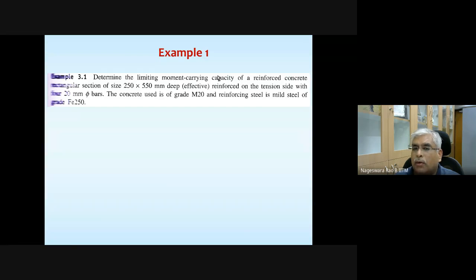Please note that whatever moment carrying capacity, from that if you calculate load W, that is going to be your factored load. That factored load you need to divide by the partial safety factor to get the design load. From that design load, you need to subtract the self weight of the beam. Since section dimensions are known, you can estimate the self weight and subtract it, and whatever is left over, that is what you can impose on this beam as a service load.